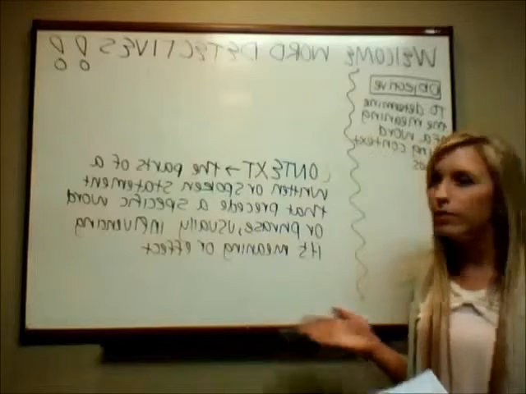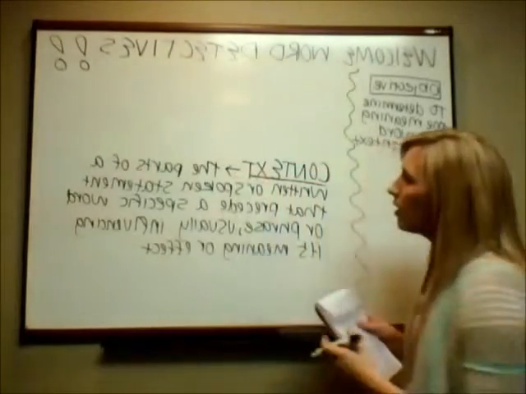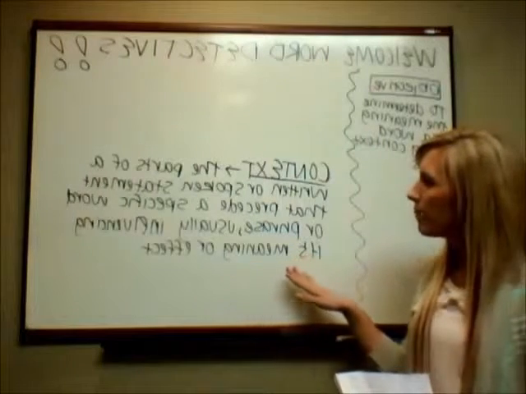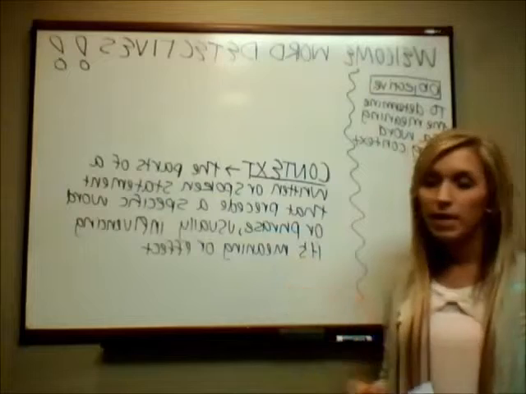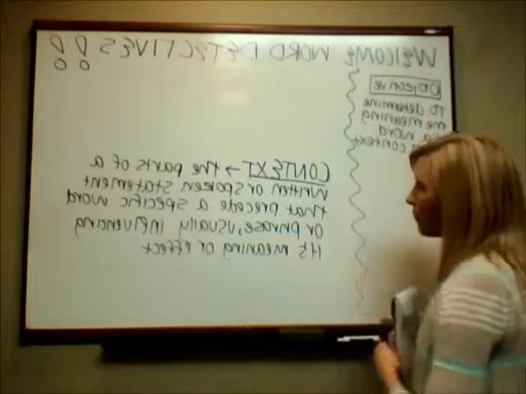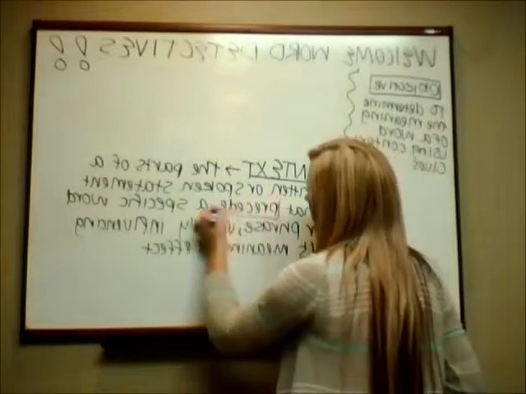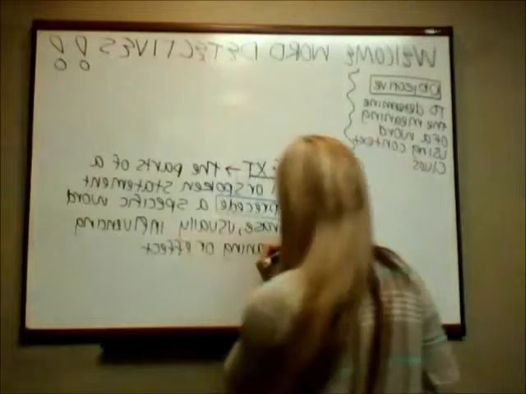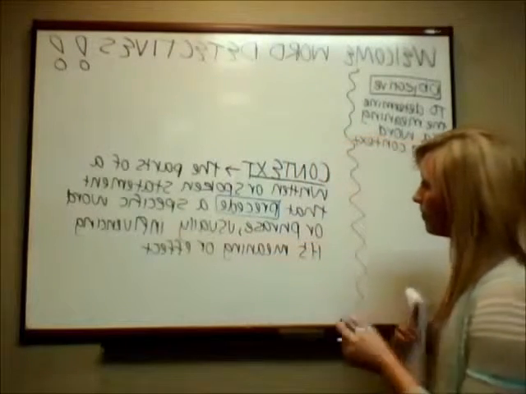Okay, so the definition of context: the parts of a written or spoken statement that precede a specific word or phrase, usually influencing its meaning or effect. And the key words here are going to be precede, and then precede or follow.